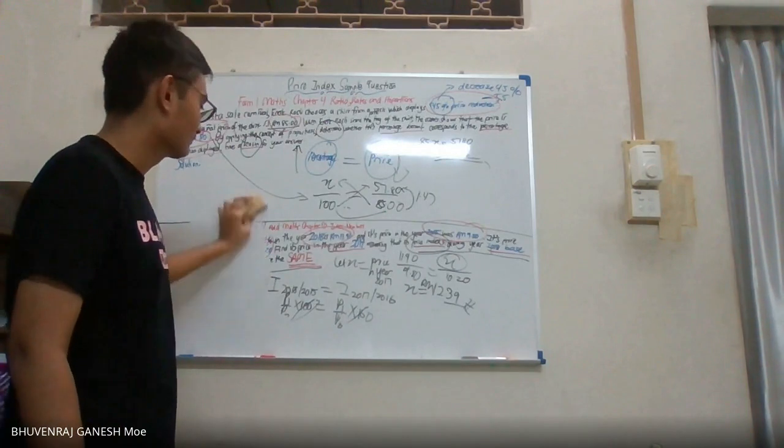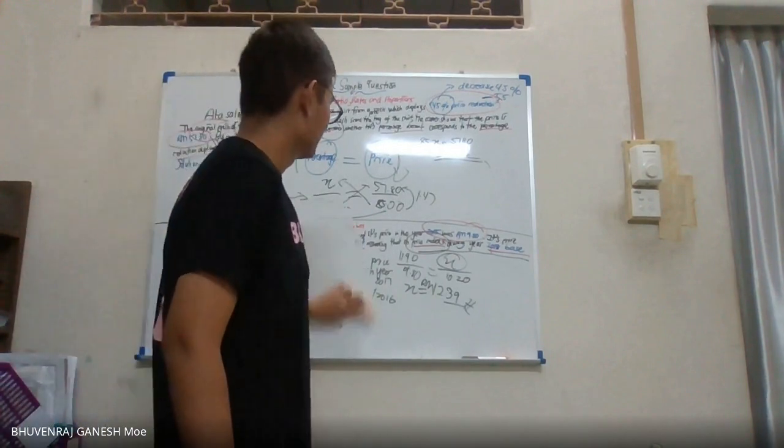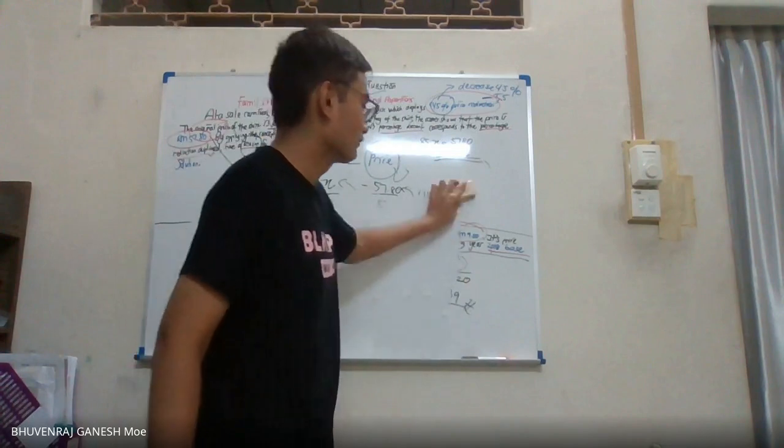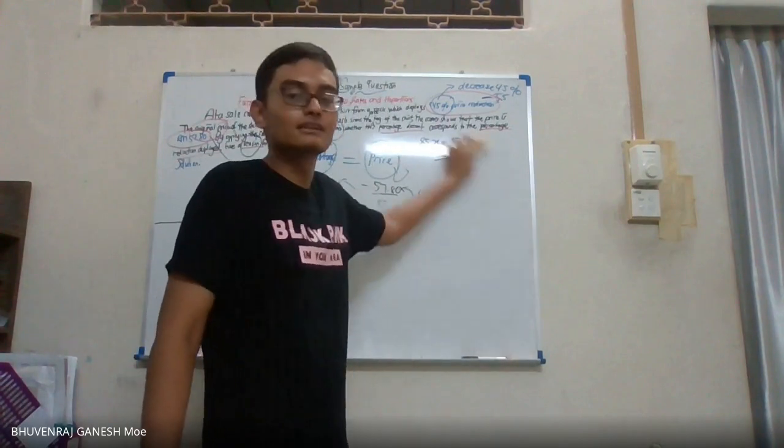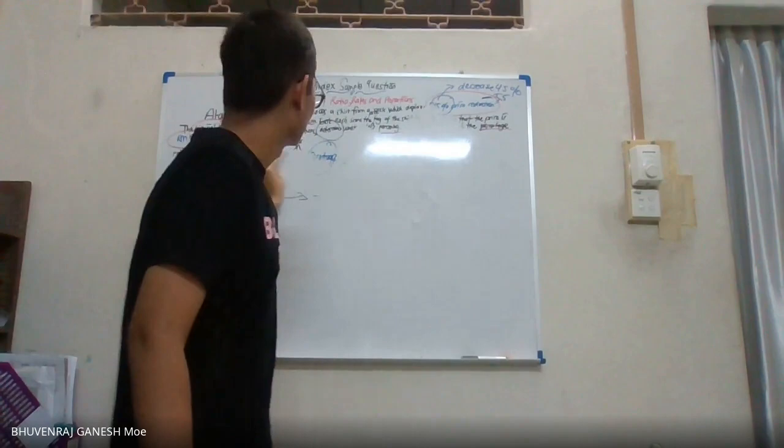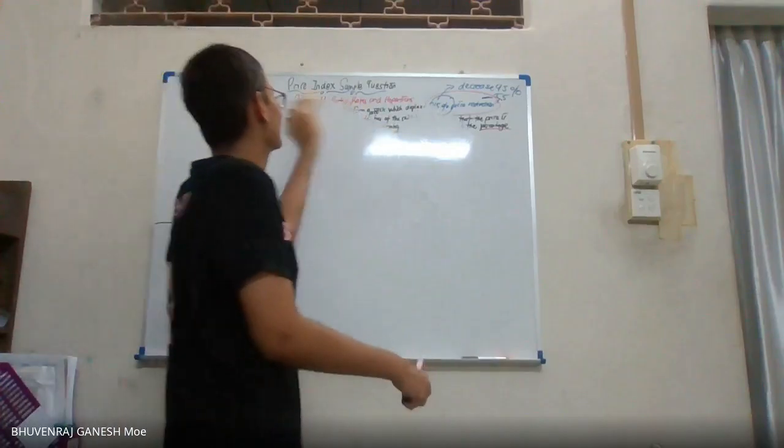So next I will do composite index. That one you have learned already, just from the four measures of dispersion for ungrouped data. Mean, yeah. Same formula only.